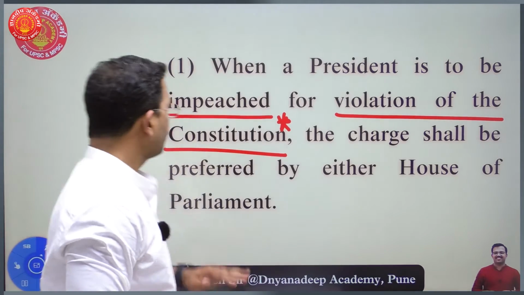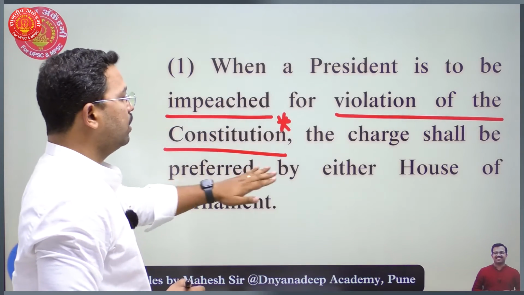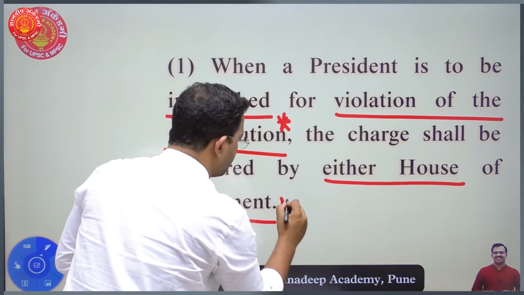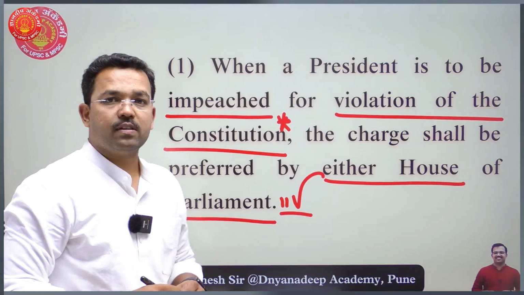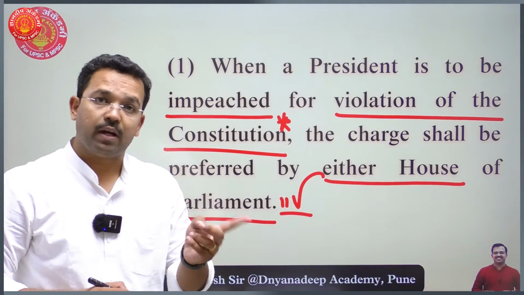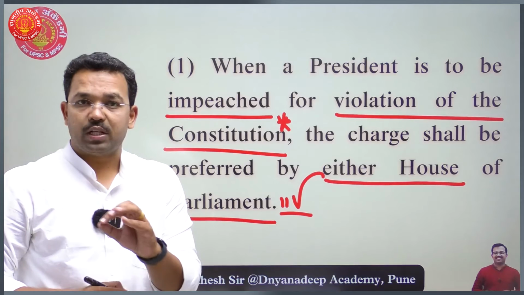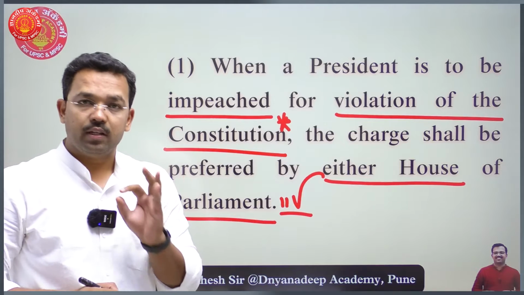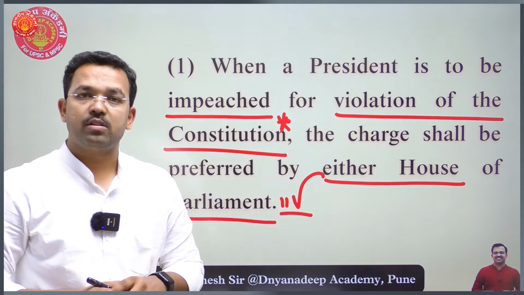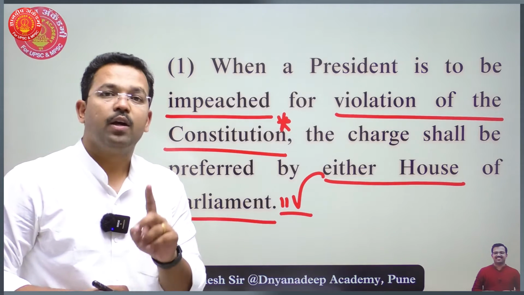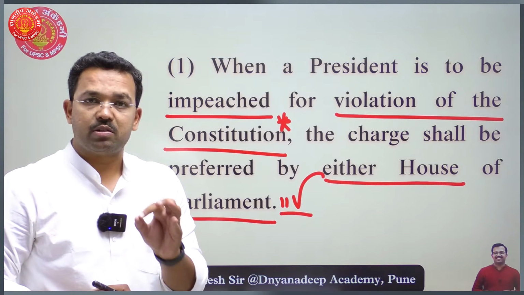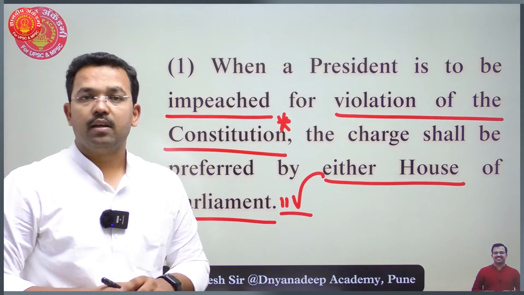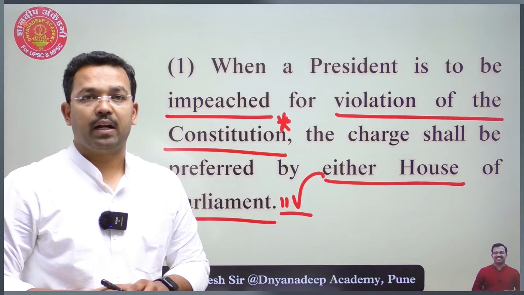Now see what it says. Impeached for violation of the Constitution, the charge shall be preferred by either house of the Parliament. It means we can initiate the process of impeachment of the president in either the Lok Sabha or the Rajya Sabha. There is no restriction like a money bill, which must be introduced in the Lok Sabha only. In case of impeachment, you have the freedom to start the process in either house. But the only thing is, impeachment proceedings can be started in Parliament only.